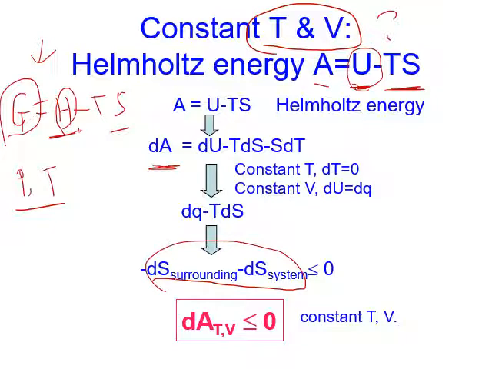So when delta S increase is greater than 0, delta A is less than 0. But the condition is it must be constant temperature, constant volume. So this is the new criterion for spontaneity under constant temperature, constant volume: Helmholtz energy less than 0, or equal to 0 if it's reversible, and it's defined as U minus TS.